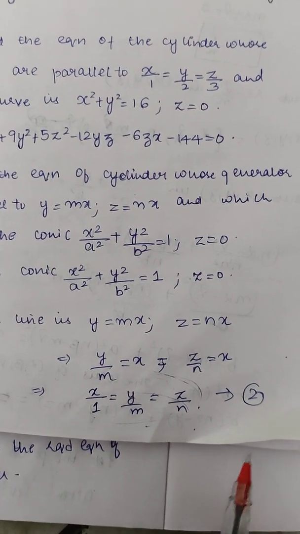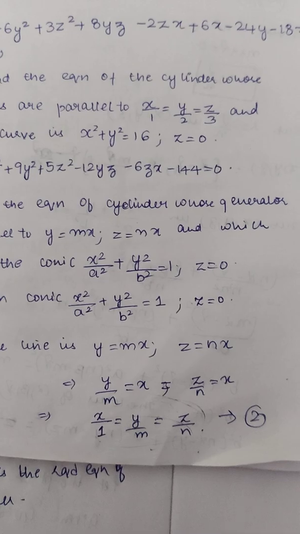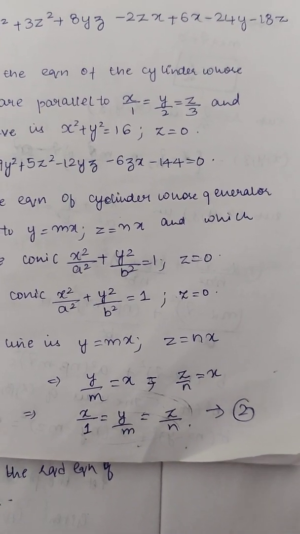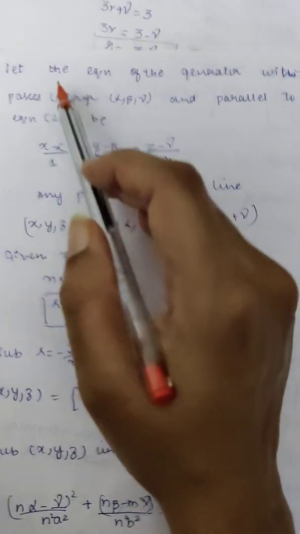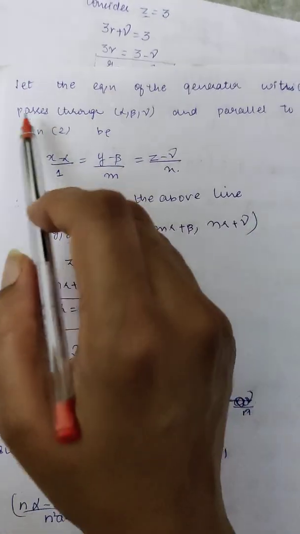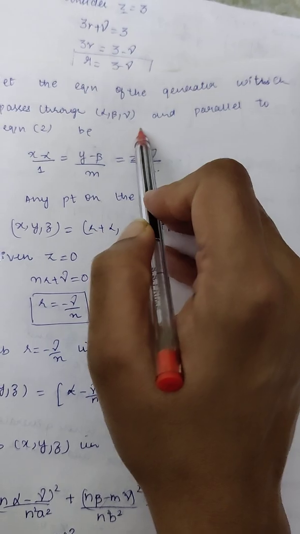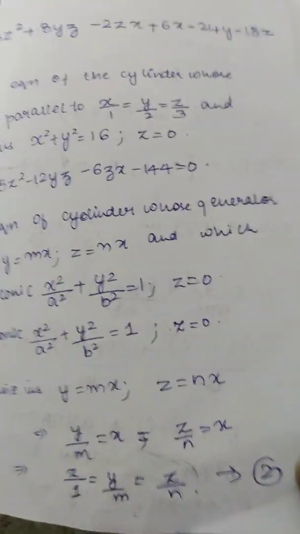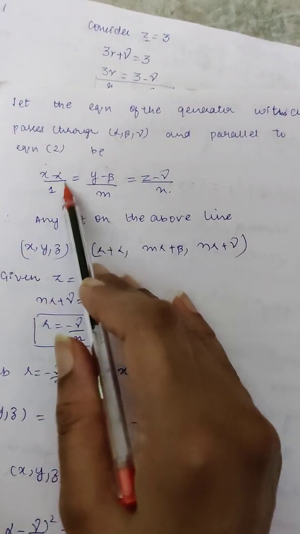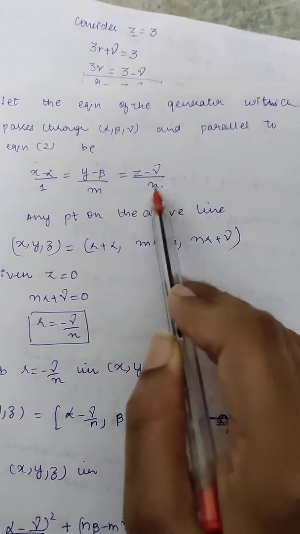I always mention that when I'm constructing the generators, I should take any point alpha, beta, gamma on the generator from my side. So I'm going to take the equation of the generator which passes through alpha, beta, gamma and is parallel to equation 2. This equation is: x minus alpha by 1 equals y minus beta by m equals z minus gamma by n.